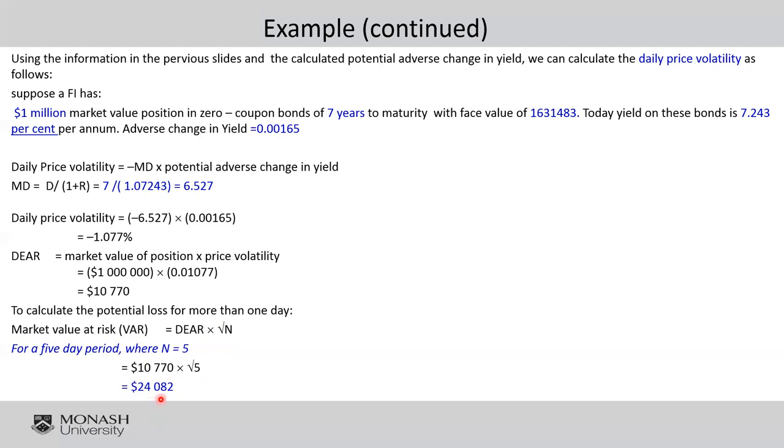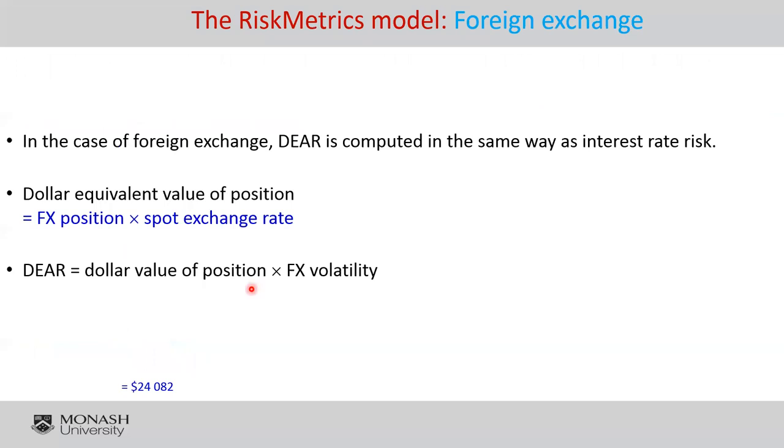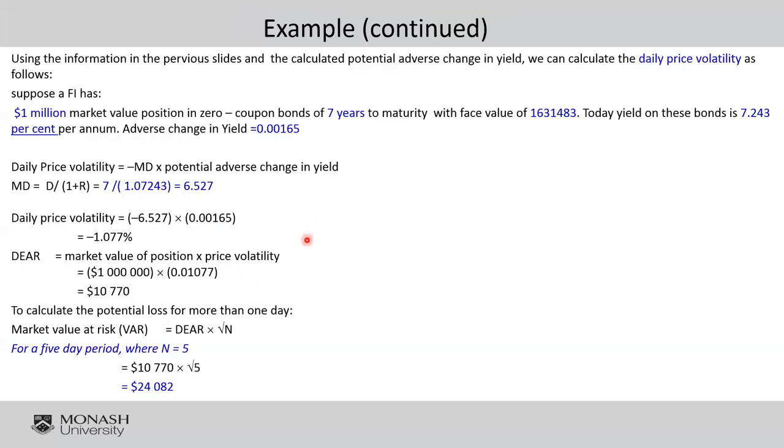So it's 24,882. So this is what we lose in 1 week. You can make it for 10 days. You can make it for more than that. Now we are done with the fixed income.